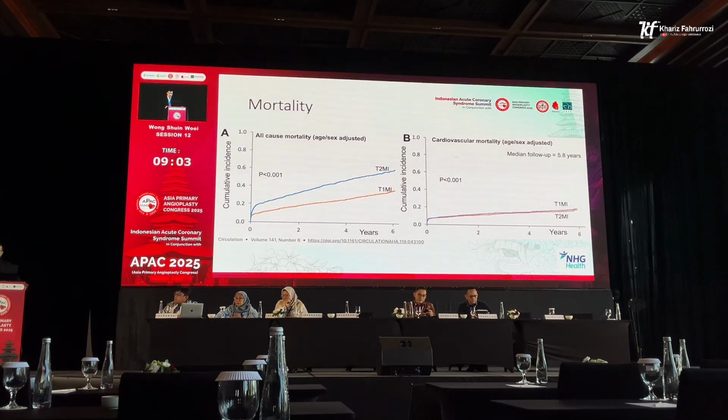Sadly, mortality is pretty high. Type 2 MI patients have higher mortality as compared to type 1, even after adjusting for age, sex, and other factors. But for cardiovascular mortality, they are similar throughout the median follow-up of 5 years. This has been published in Circulation.